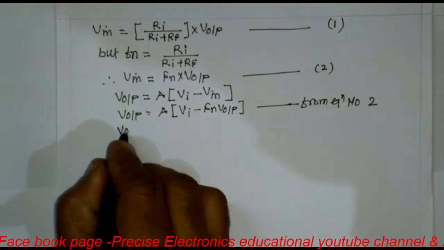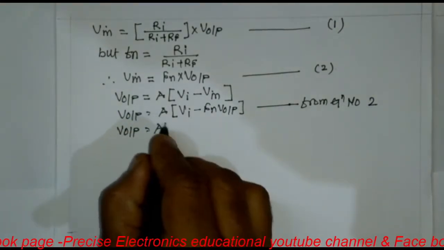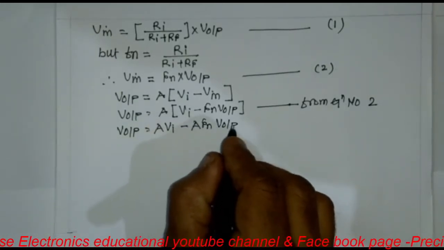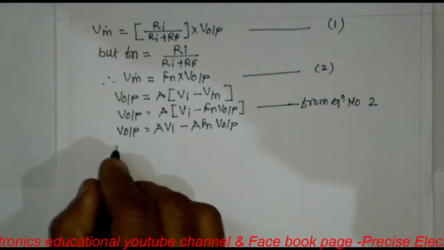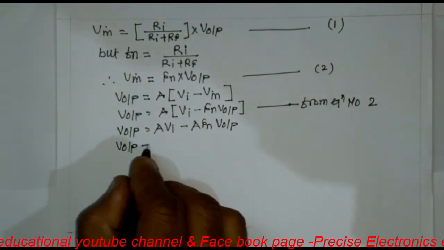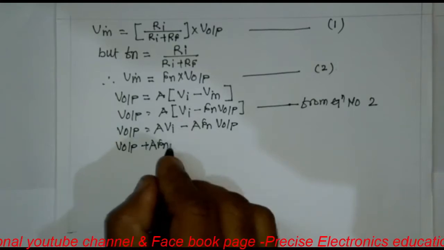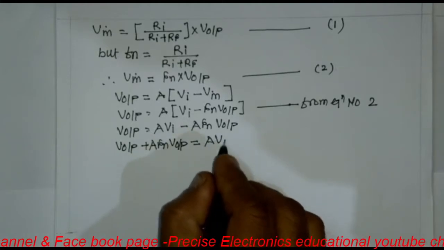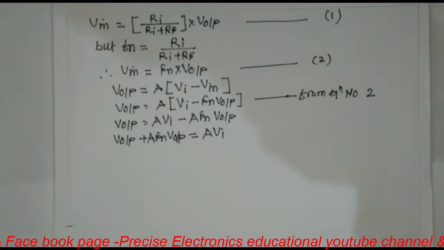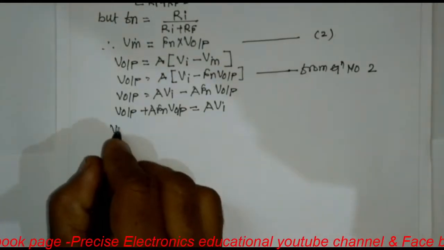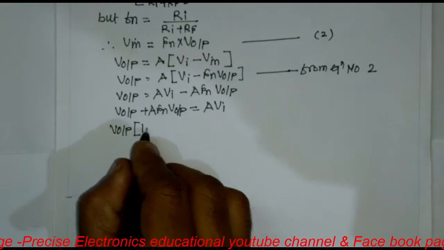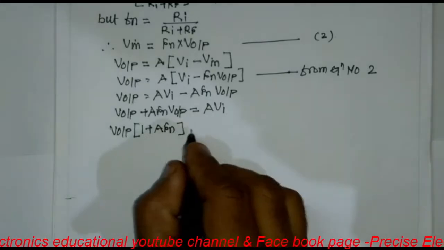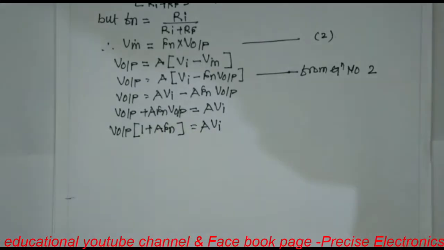Next, we have to solve this bracket. So V output is equal to A into Vi minus A Fn into V output. Now V output plus A Fn V output is equal to A Vi. Now V output is common. So V output in bracket 1 plus A Fn is equal to A Vi.